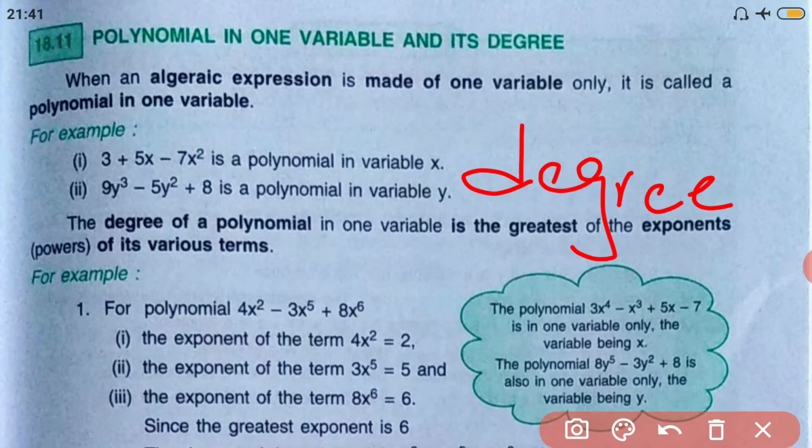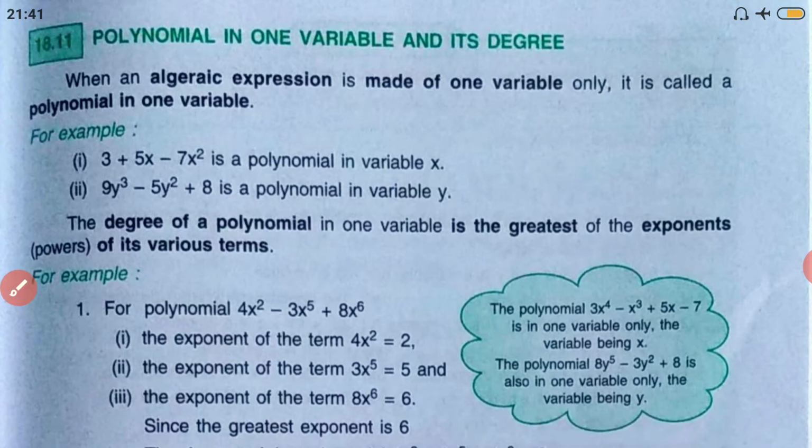Degree 3. Right? So the degree of this polynomial here is 3 because the highest power is 3. Now there are a few other examples given to us. Let us try to understand.